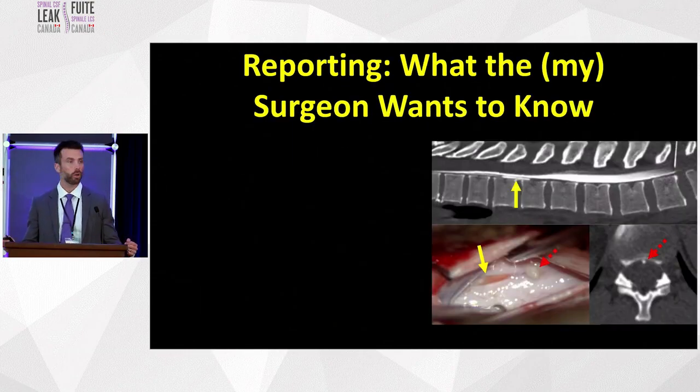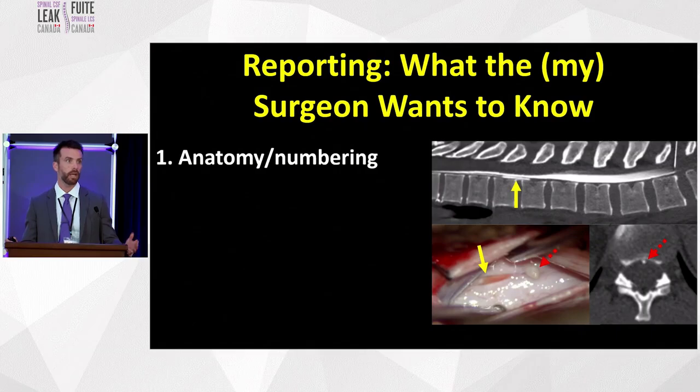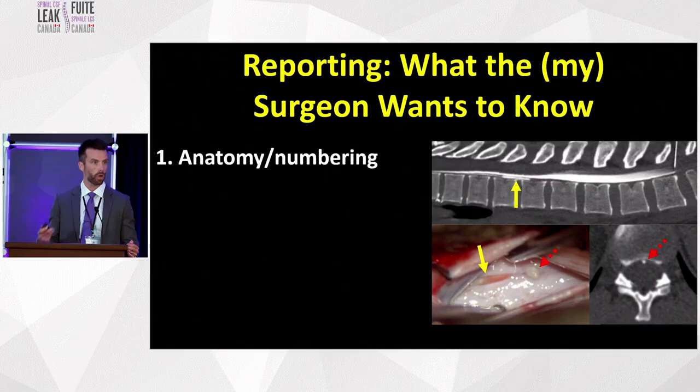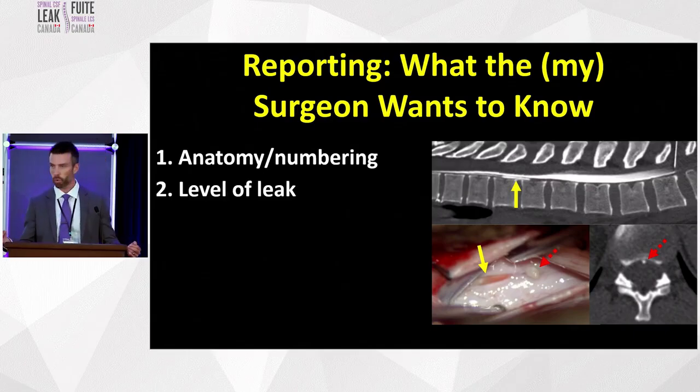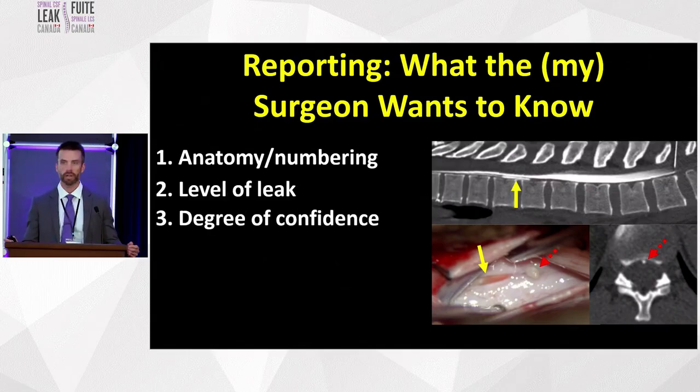What my surgeon wants to know when I report these exams is, number one, what is the anatomy of this patient? What am I calling L5? You know, what are we dealing with here so we're all speaking the same language? Of course, what level is the leak? What is my degree of confidence? If I'm not totally sure that this is where it is, you just need to say it. I think this is a leak here, but I'm seeing contrast here. Maybe we should repeat the myelogram.